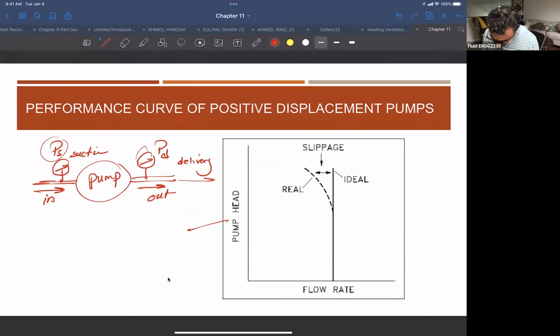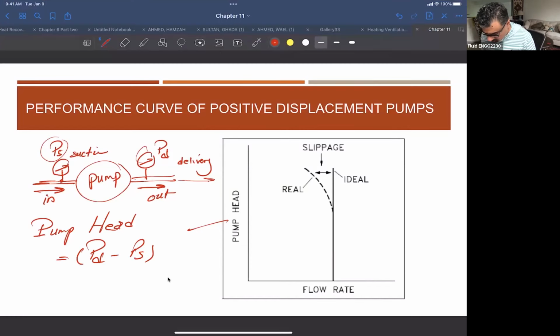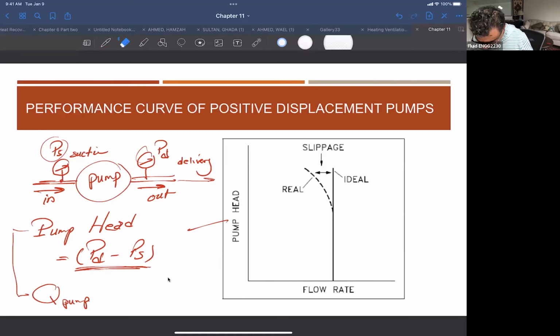Okay. So pump head is delivery head minus suction head. This is the difference between these two pressures, and the flow rate of the pump, okay, can be related together by what we call the performance curve. So this is basically the pump head, and this is the flow rate, okay?